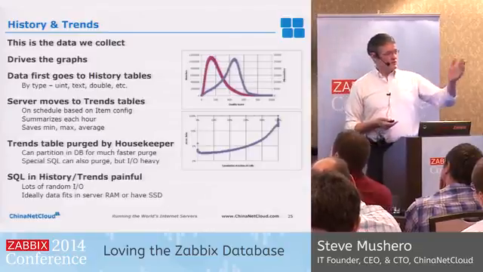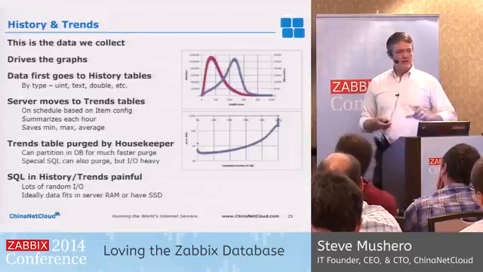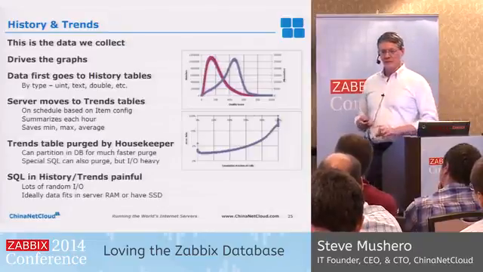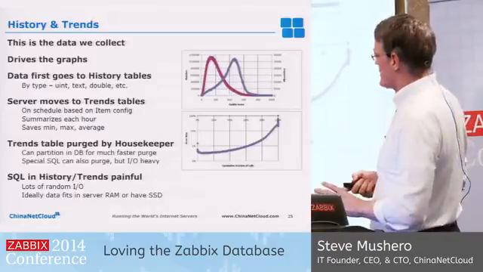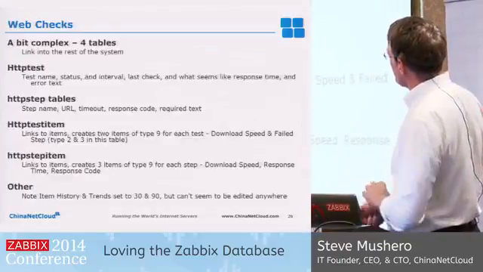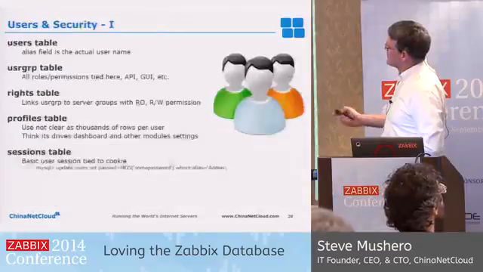Although I just discovered 15 minutes ago, looking at the source code, that the housekeeper only purges 4 times the housekeeper interval. And this is a big problem because we only purge once a day, and this now explains why I have too much history data. But anyway, web checks, I'm going to skip that. And I'm going to skip script.